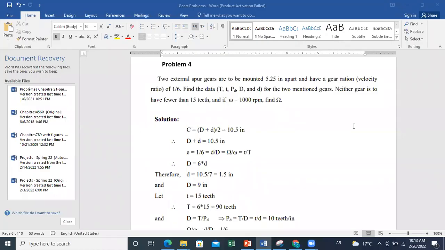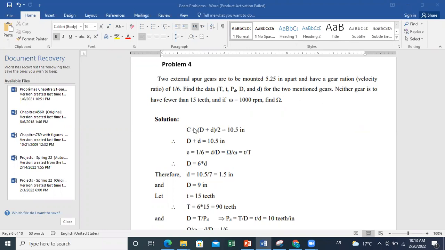So we will continue with problems on gears. We have two external spur gears to be mounted 5.25 inch apart and have a gear ratio, which is the velocity ratio, equal to 1/6. Find the data about the number of teeth of the gear and pinion, the diametral pitch, and the diameters of pitch circles for the two mentioned gears.